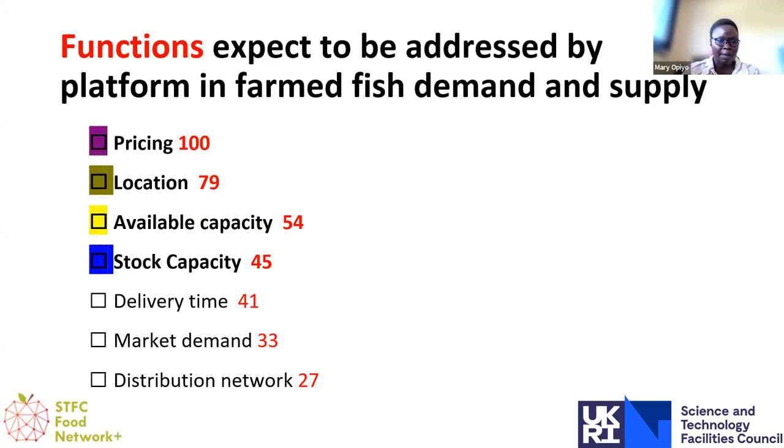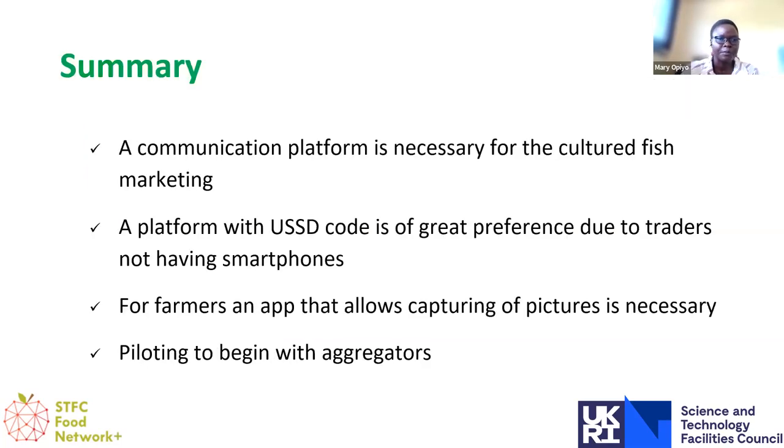And also the stock capacity, the delivery time it takes to get the fish to the customer, the market demand, and also the distribution network, like whether it is a middleman, or the producer, or an aggregator. If that is also in the system, then it can really help the traders and even the farmers to exchange ideas and information.